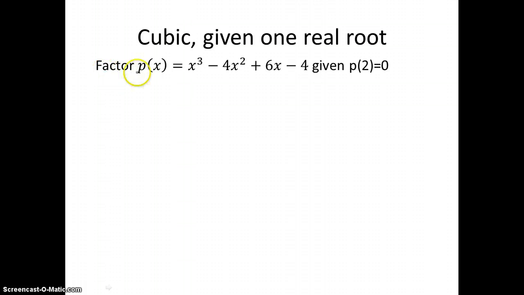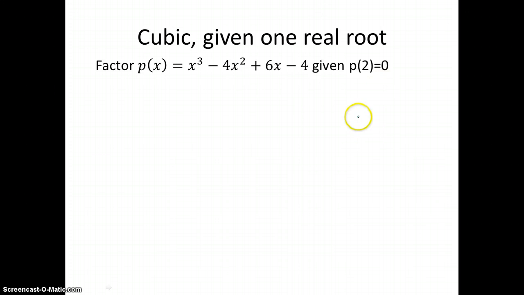It says factor p of x, which equals x cubed minus 4x squared plus 6x minus 4, given p of 2 equals 0. So they're telling me that 2 is a zero of the polynomial. This is just another way of saying that when I plug in 2, I get 0. If you want to pause the video now and see if you can give this a shot to factor out the entire polynomial, you can do that. And I'll see you in a few minutes.